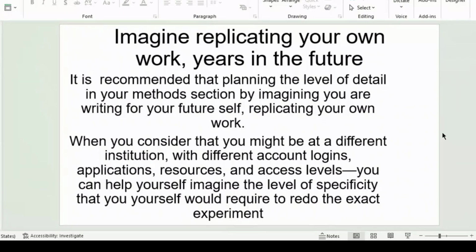Imagine replicating your own work years in the future. You are busy doing your work, you are busy writing about something or reporting on something. It is recommended that you plan the level of detail in your method section by imagining you are writing for your future self, replicating your own work. It is so good to write and go back to say, hey, I once wrote this article.